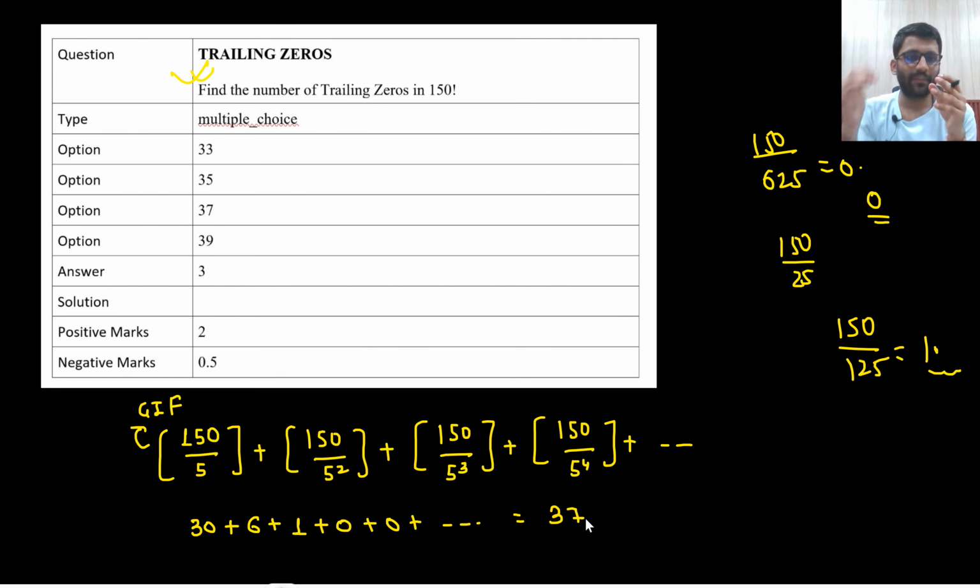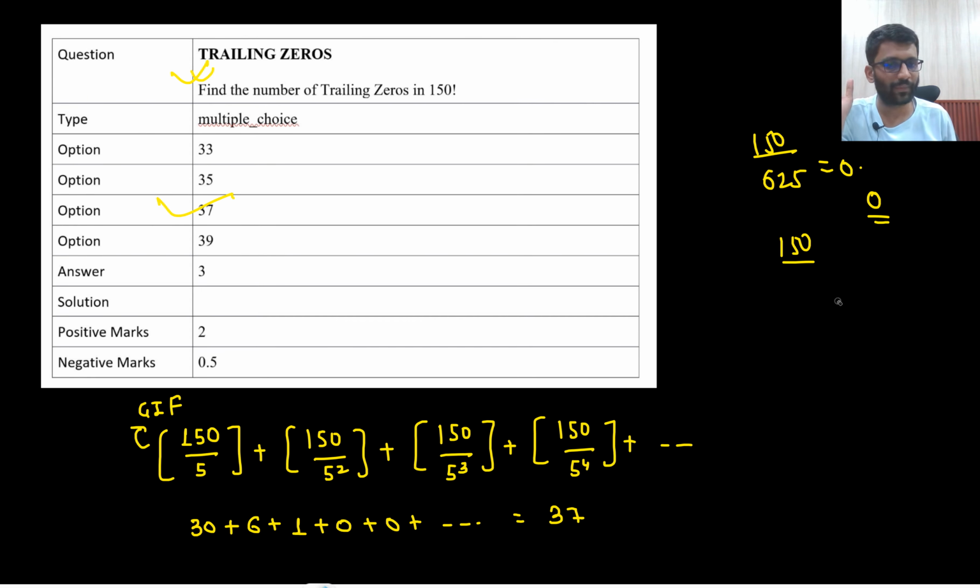So 150 by 5 plus 150 by 5 square plus 150 by 5 cube plus 150 by 5 to the power 4. In that manner you will go. Then you just need to take the greatest integer function. This will be 30, this will be 6, this will be 1, and the rest will all be 0. So after that I don't need to write. So the answer is 37. That's it. Okay, very easy problem. So I hope you will remember it.